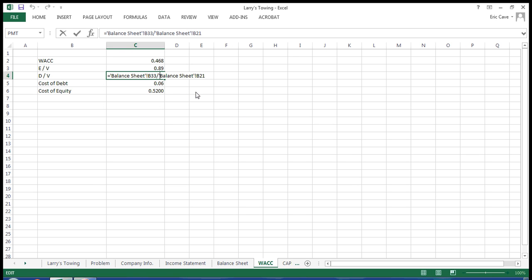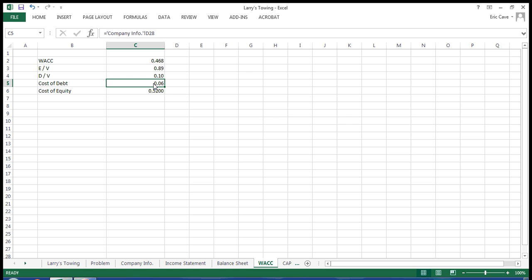Long-term debt is the proper thing to use for doing a debt over total value of the firm as opposed to total liabilities, because it gives you a truer picture of the cost of debt, especially over long-term projects. And for looking at total enterprise value, you're going to measure the total debt.